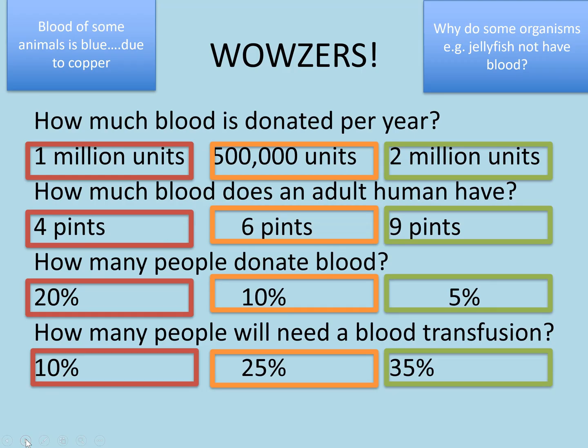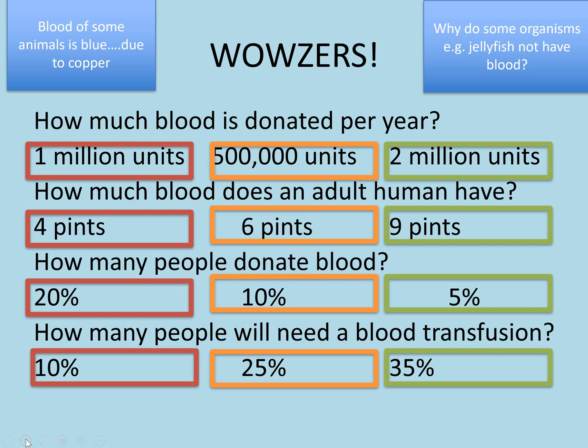So, just some facts, some wowzer facts, okay? Blood in some animals is not always red. Sometimes the blood in some animals is blue due to a chemical called copper. We actually have a chemical called iron in our blood, and that makes up another chemical called hemoglobin. And it's the hemoglobin molecule that makes our blood the colour it is, red. Some organisms don't seem to have any blood at all, for example jellyfish. This is because the substances that they need to get in and out of their bodies can pass in by diffusion, so they don't need to have blood to transport materials around.